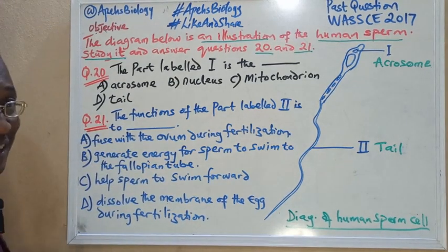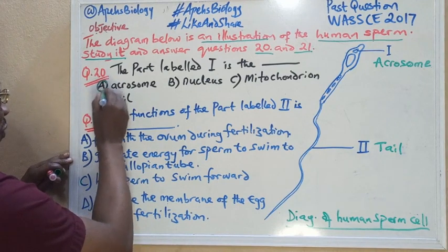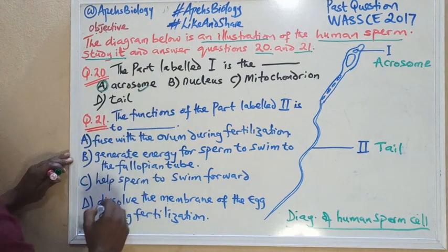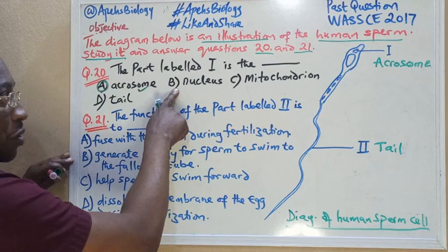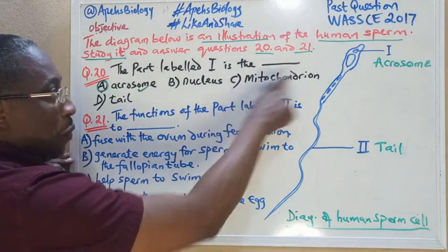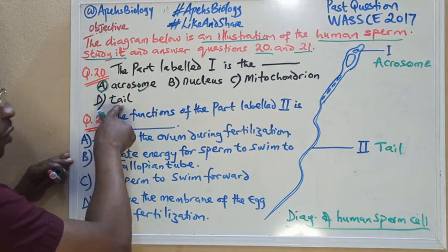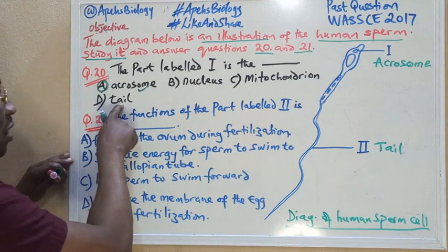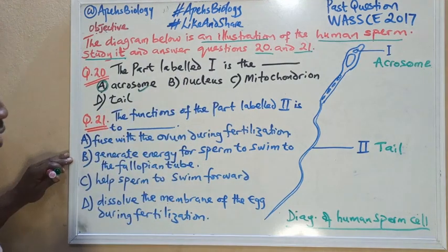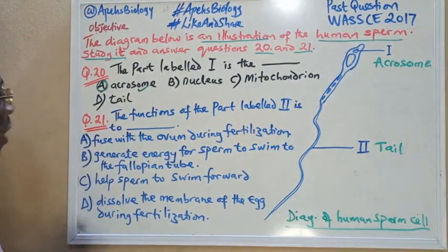Definitely, that is the answer, not so? So we know that this is going to be the answer. The answer definitely is acrosome, where we tick acrosome. It can't be nucleus, because nucleus was not labeled there. It can't be mitochondrion, because mitochondrion is not labeled there. But it can't even be tail, because tail was labeled, but tail does not represent the part labeled as 1. Tail represents the part labeled as what? 2. That is why our answer is acrosome.